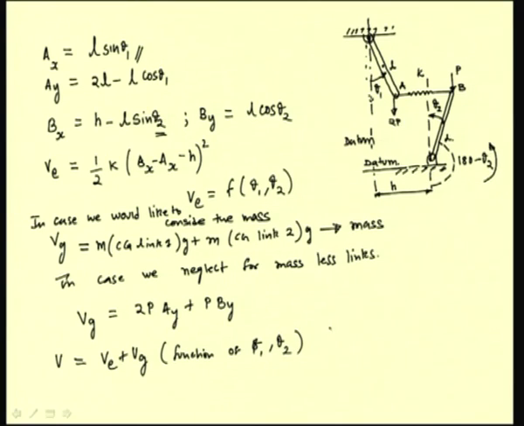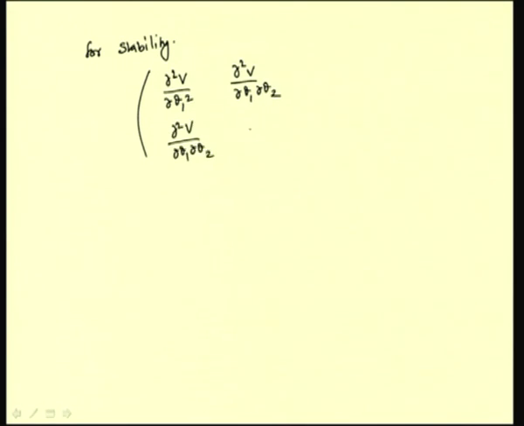So, for equilibrium, this has to be 0 and this has to be 0, which implies that theta 1 is 0 and theta 2 is 0. Also, for stability, we have this quantity, that is dou square V by dou theta 1 square, dou square V by dou theta 1 dou theta 2, dou square V by dou theta 1 dou theta 2 and dou square V by dou theta 2 square, has to be positive definite.